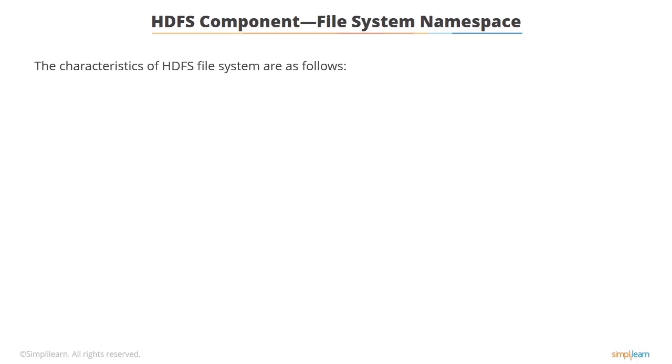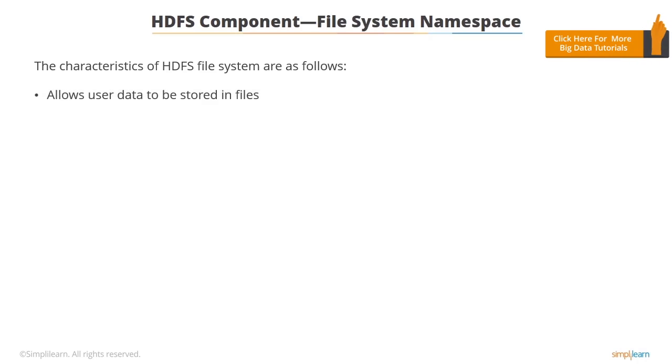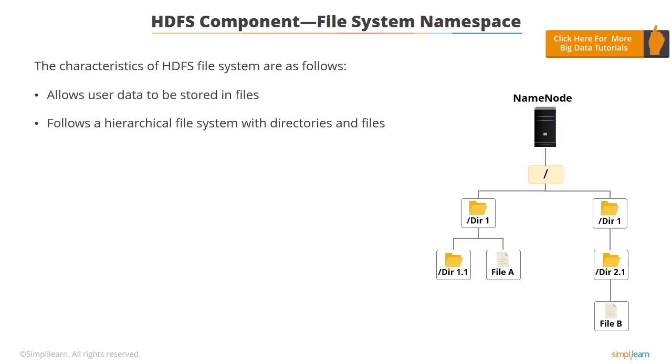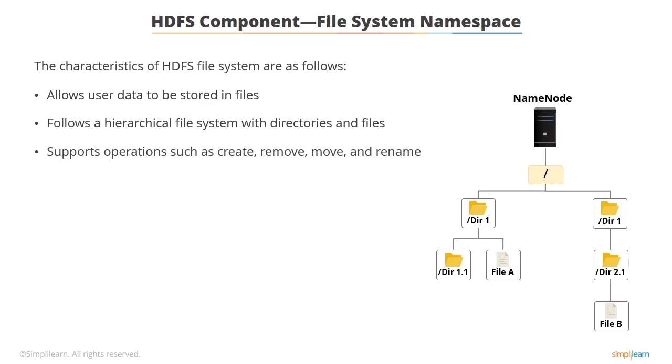HDFS exposes a file system namespace and allows user data to be stored in files. HDFS has a hierarchical file system with directories and files. The NameNode manages the file system namespace, allowing clients to work with files and directories. A file system supports operations like create, remove, move, and rename. The NameNode, apart from maintaining the file system namespace, records any change to metadata information.